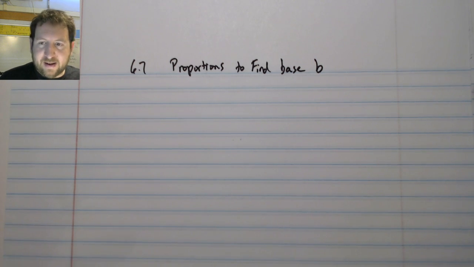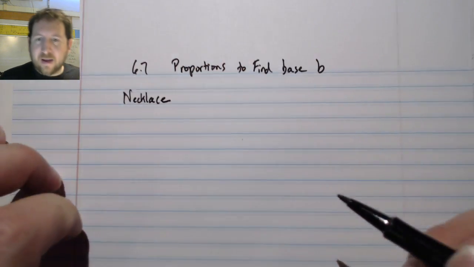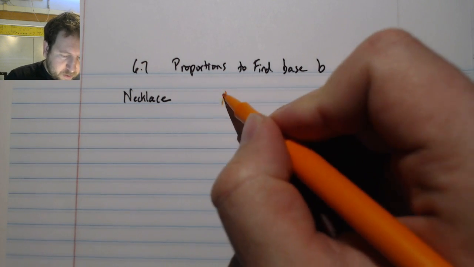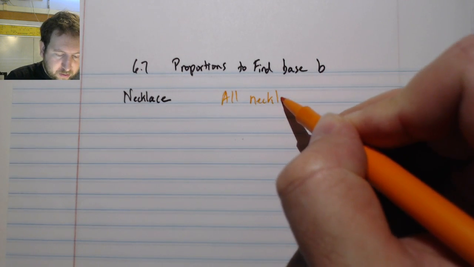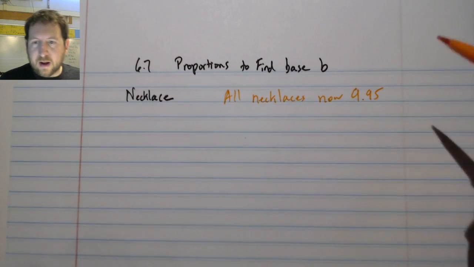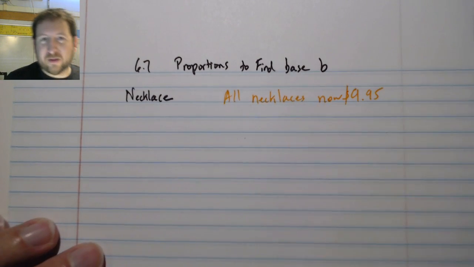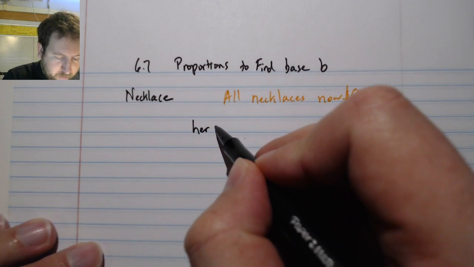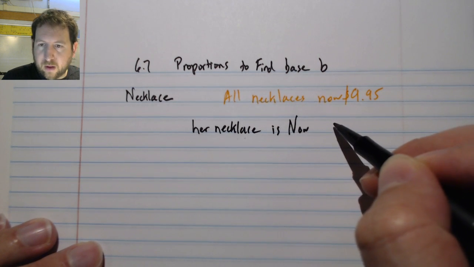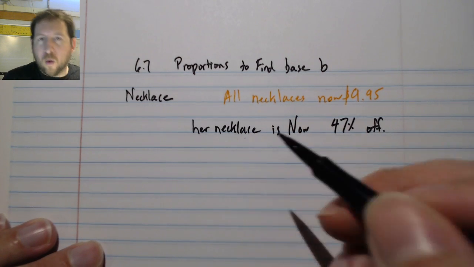Kelsey's looking to buy a necklace in this case. And the store that she's shopping at has a sweet sale. And the sale is all necklaces. Now, $9.95. And her necklace, the one that she wanted to buy anyway, is now 47% off. What was the original price?